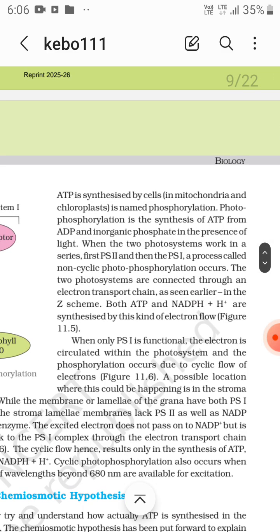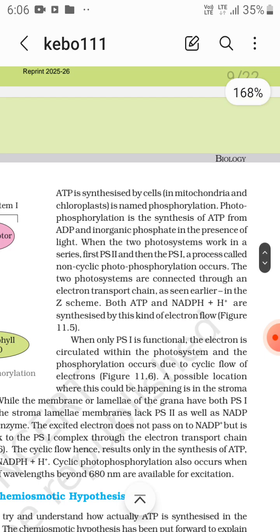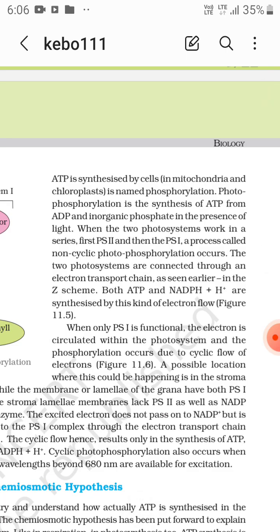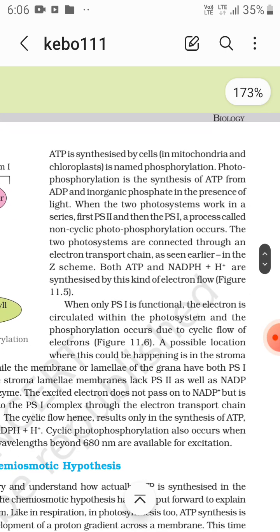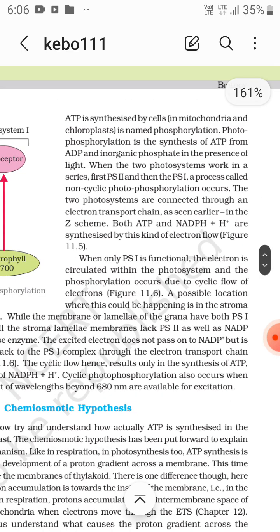When the two photosystems work in a series, first PS2 and then PS1, a process called non-cyclic photophosphorylation occurs. So first is PS2 and then PS1, and then non-cyclic photophosphorylation occurs, right? The two photosystems are connected through an electron transport chain as seen earlier in the Z scheme. Both ATP and NADPH plus H+ are synthesized by this kind of electron flow.